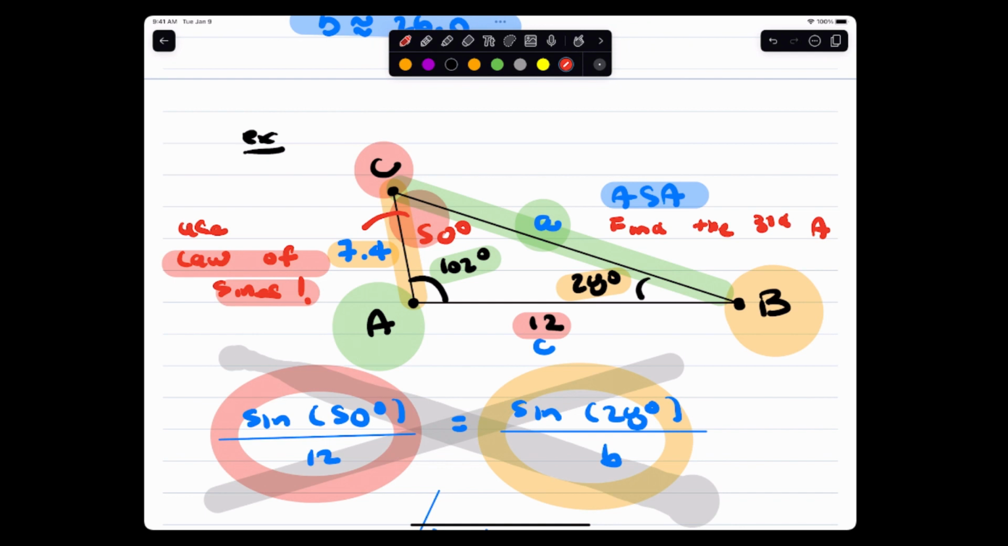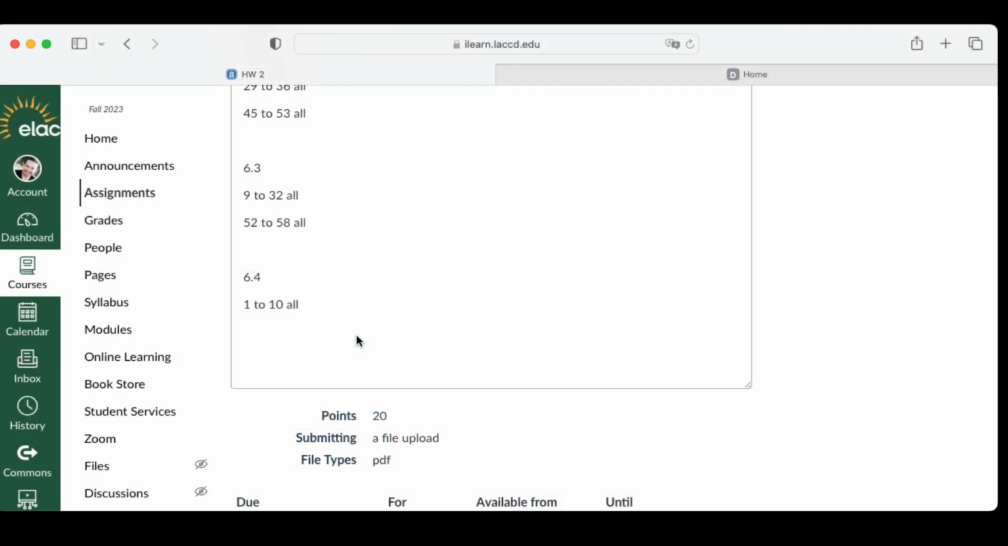So what I'm going to share with you guys here is what I just did in Canvas under the assignment portion. I started to give you guys some homework on this. I entered 6.4, problems 1 to 10, all. I don't know if you guys can see that. There you go. So you guys can get started. Make sure you do the angle side angle, and we can do the rest tomorrow.